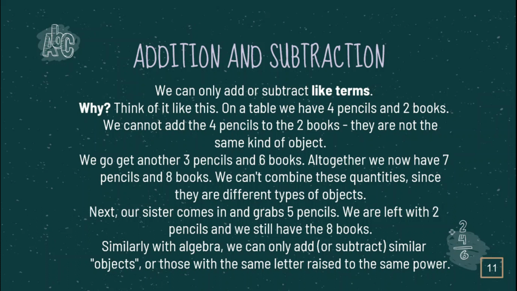We go get another 3 pencils and 6 books. Altogether, we now have 7 pencils and 8 books. We can't combine these quantities since there are different types of objects. Next, our sister comes in and grabs 5 pencils. We are left with 2 pencils and we still have these 8 books. Similar with algebra, we can only add or subtract similar objects, or those with the same letter raised to the same power.